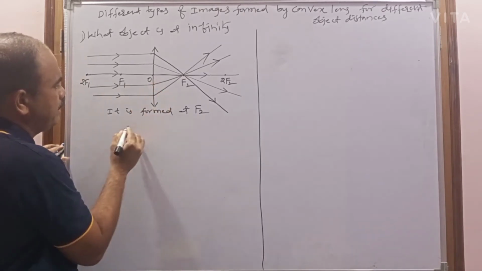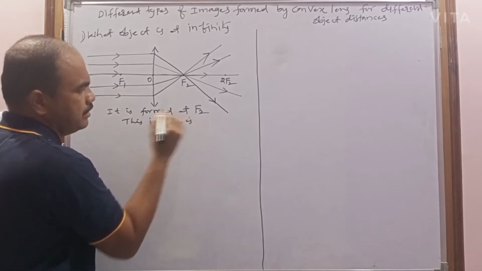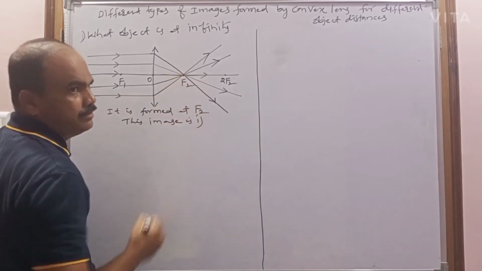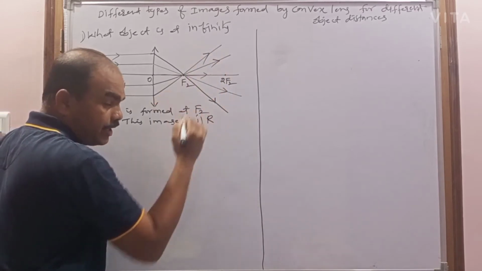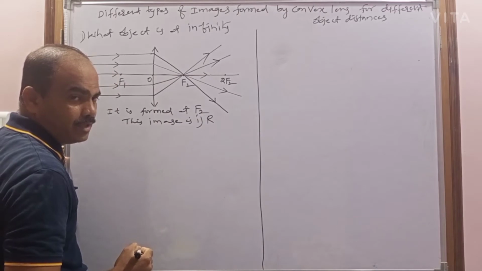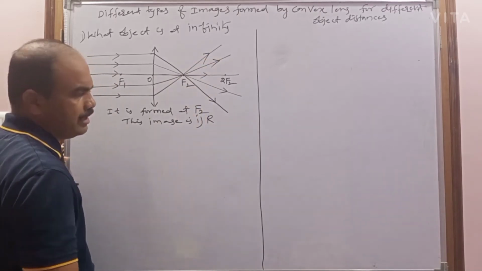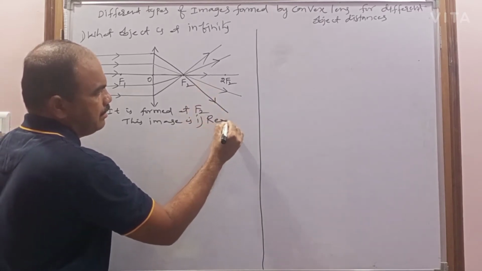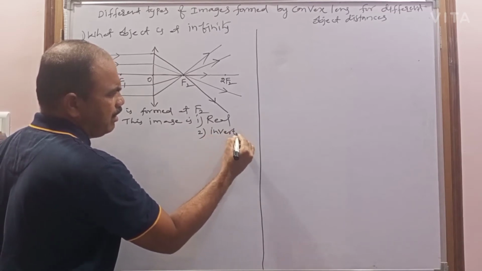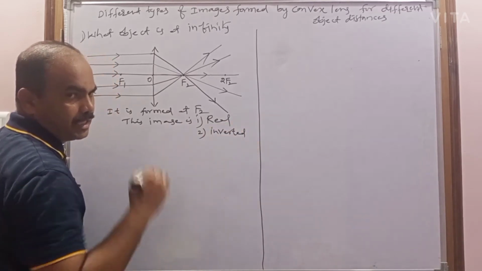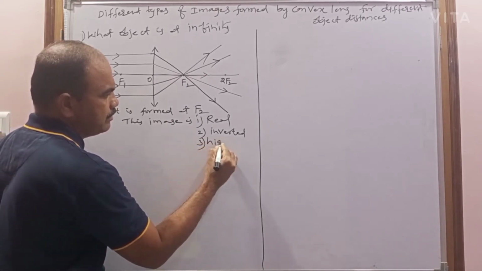Now coming to the characteristics. First, this image is formed because of the real intersection of the refracted rays, so it is called a real image. Second, it is an inverted image. Remember, all real images are inverted, as already explained in the mirrors. And third, it is highly diminished.